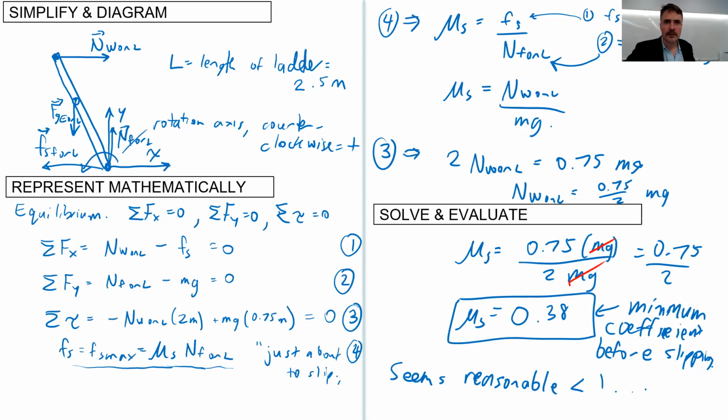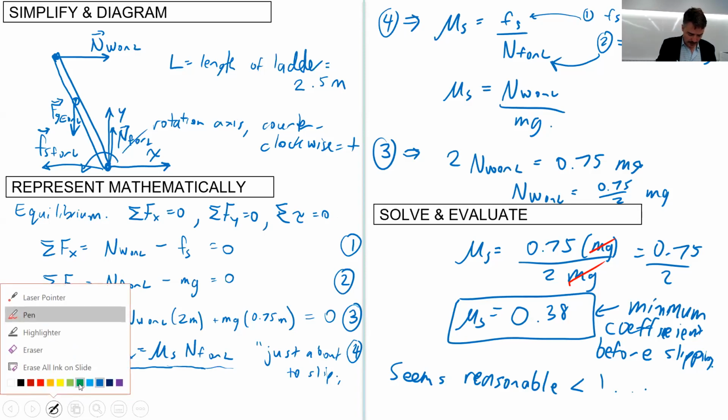Ethan? I have a question about equation 3. I noticed that the torque, the L is based on 2 meter and 0.75 meter, but that's not part of the ladder. So shouldn't it be like 2.5 for the top force, and then half the ladder length for the gravity? So what I've done, this is a bit tricky, is I have taken, could draw it maybe in a different, it's a really good question.